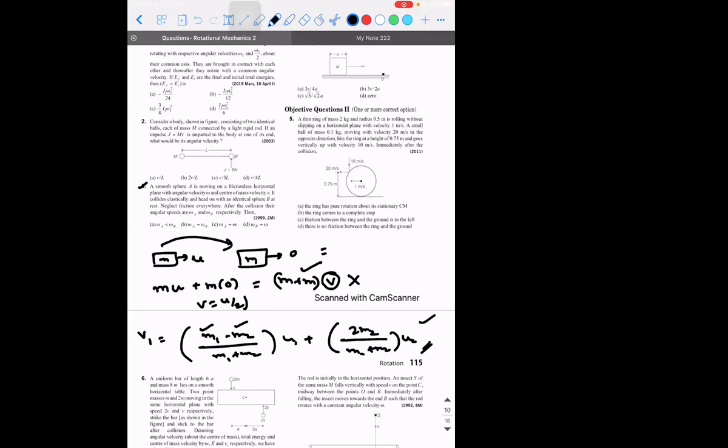V1 is the final velocity of the first object. This is the first object. This is the formula for the elastic collision. If M1 is equal to M2, the first term would be 0. What about the second term? In this scenario, U2 is 0. The second term is also 0. So what can we say? The first object will come to rest.